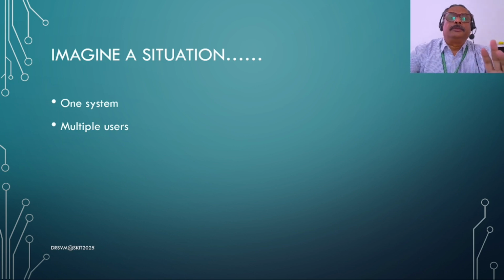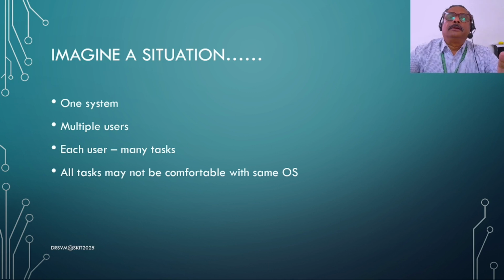and there are multiple users and each user having multiple tasks. So in all we have one system. One system means it is working with one CPU, that is one type of CPU, one brand of CPU, and on that the system is working with one operating system, and we have multiple users, and each user may have many tasks, and the problem comes when all the tasks may not be comfortable with the same operating system which is currently working with that particular system.